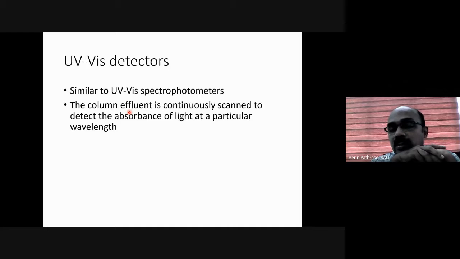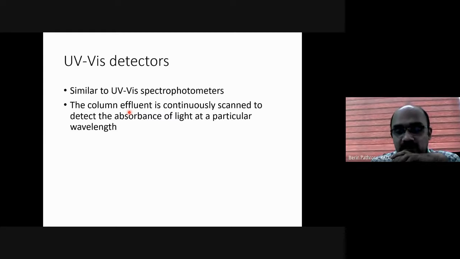Wherein we will develop a color and we will read it in a spectro. I think you might have done it in the soil science practicals in UG.